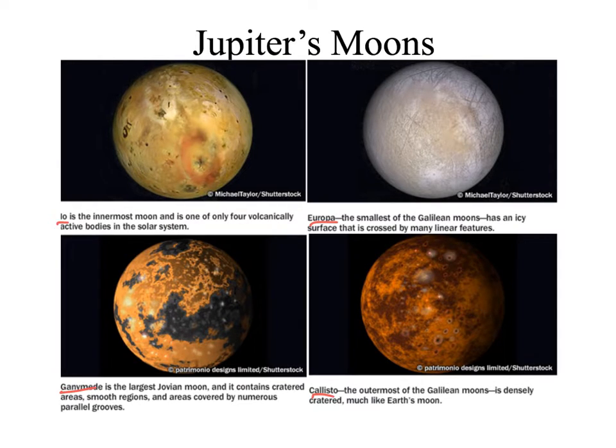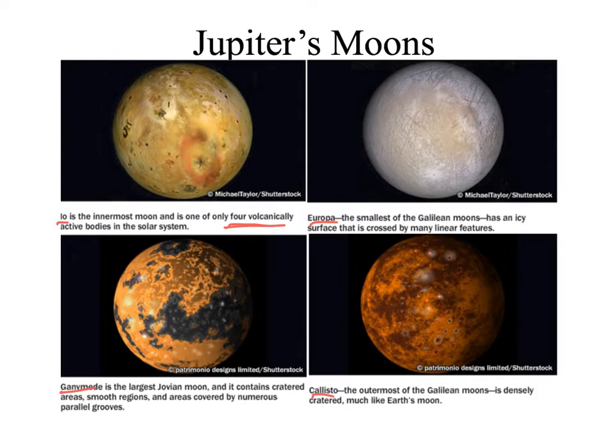Io is one of the innermost moons, and it's one of only 4 volcanically active bodies in the solar system. So we've seen volcanoes on Io. Europa is the smallest. It has an icy surface and is crossed by many linear features, and they think there might be oceans underneath the icy surface of Europa. Ganymede is the largest. It's cratered in smoothed areas. We can see parallel grooves where we think there might have been water at some point in time.